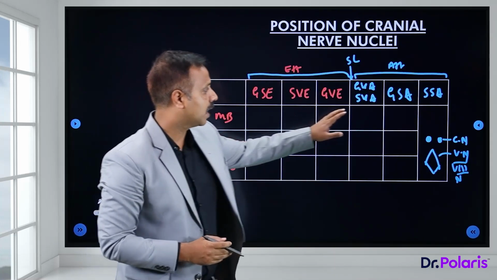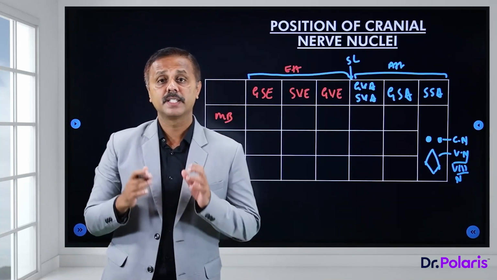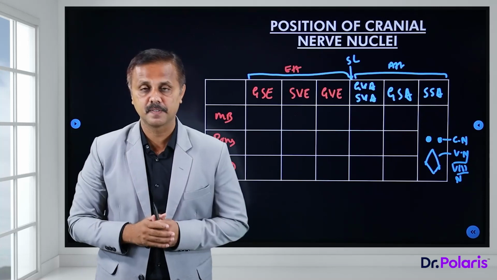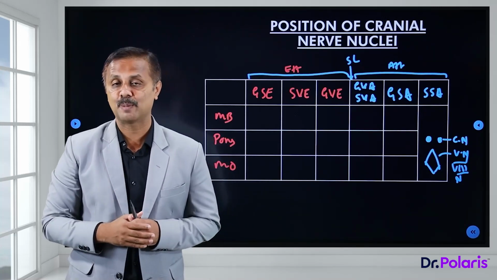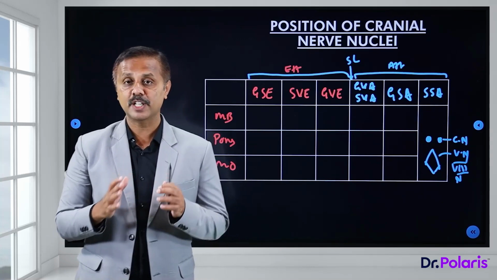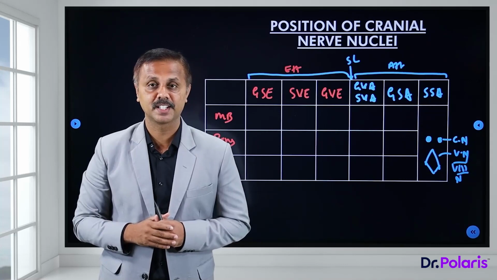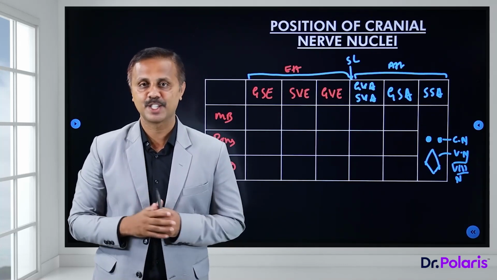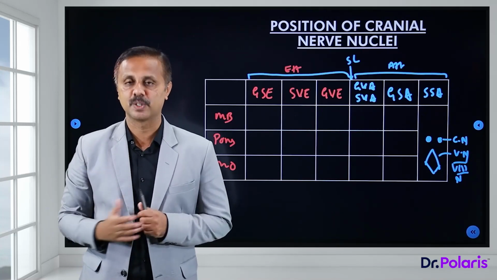Right. What about the general somatic afferent column? Remember, we said the general somatic afferent column is concerned with carrying general sensation or cutaneous sensation from the head and neck region. And can you tell me which nerve is concerned with carrying cutaneous sensation from the head and neck region? It is the trigeminal nerve. And the trigeminal nerve has different sensory nuclei.